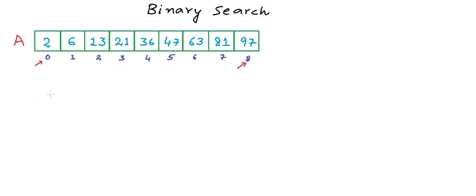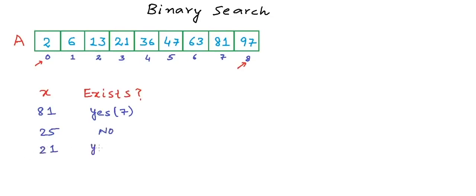Now, given such an array and a number or an integer x, we want to find out whether x exists in this array or not. And if x exists in this array, then we want to find out the position at which x exists in this array. So for example, if x is 81, does 81 exist in the array? Yes, 81 exists in the array A, and it exists at index 7. Does 25 exist in the array? No, 25 does not exist in the array. Does 21 exist in the array? Yes, 21 exists in the array at position 3, at index 3.